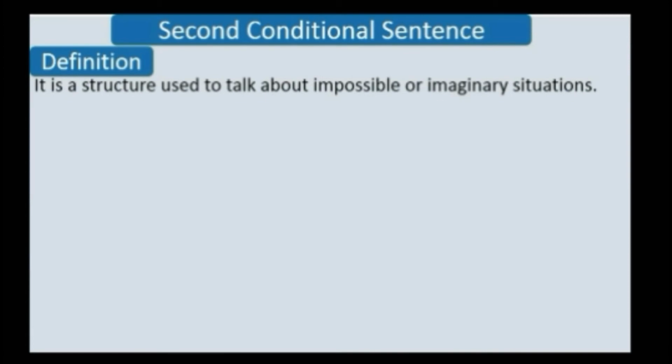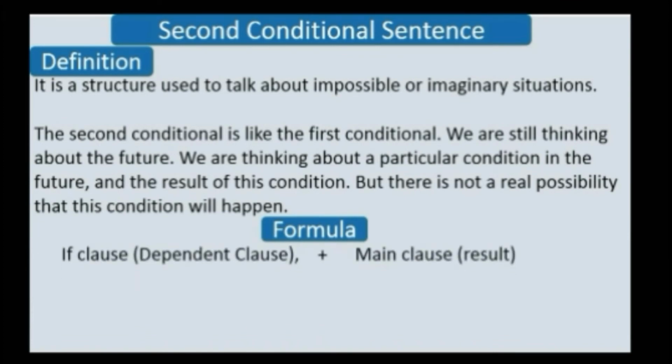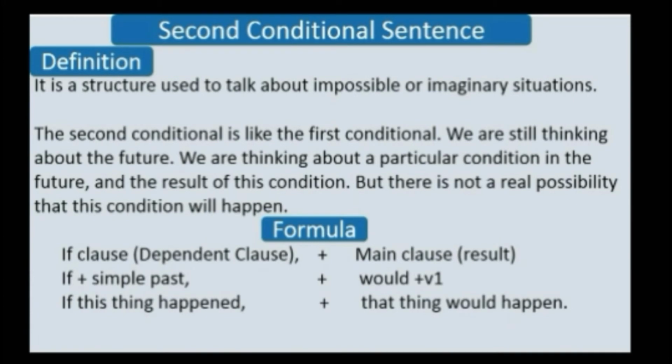So where do we use the second conditional sentence? Basically, when we talk about imaginary sentences or impossible actions of the future or present, we use the second conditional sentence. It is not possible in the present or future to happen, but we use the second conditional in order to talk about imaginary situations. So the if clause contains simple past, or past simple, and the main clause contains would plus verb first form.